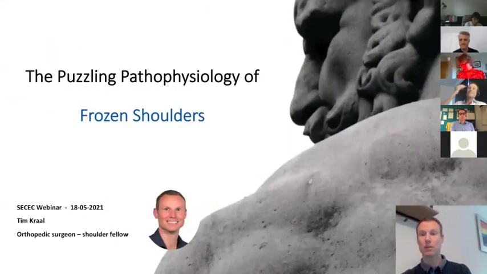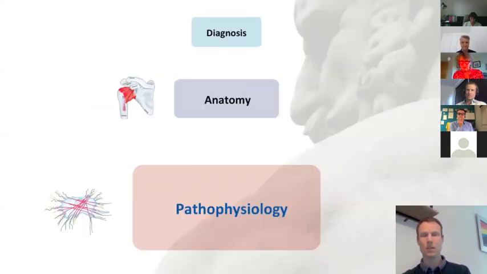And it's an honor to be part of the speakers in this webinar. I've just recently finished my PhD on frozen shoulder, and with this presentation, I'd like to give you some more insight on the pathophysiology. So we'll start off with the diagnosis and the relevant anatomy, which is the easy part, and then we'll move on to the pathophysiology, and that's the more complex cellular processes involved in tissue fibrosis.